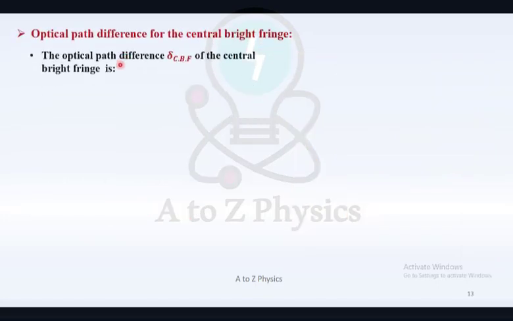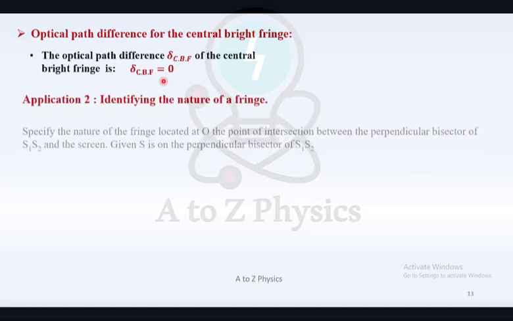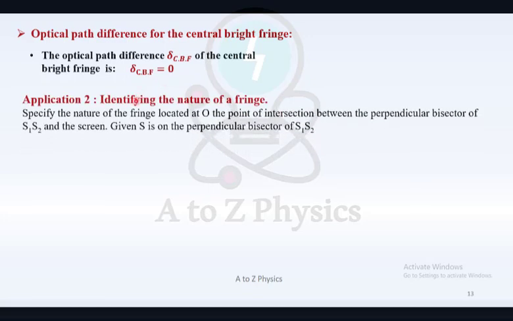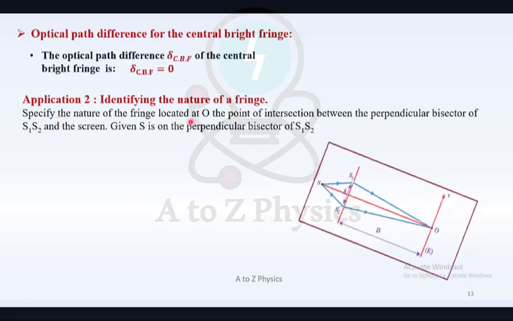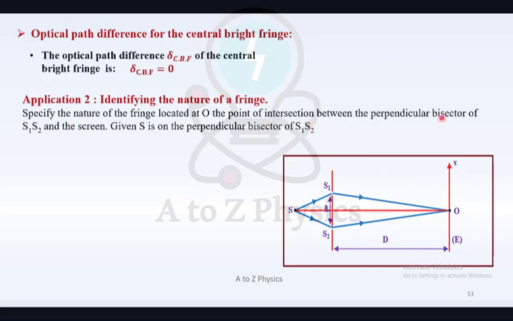Finally, the expression of the optical path difference for the central bright fringe is delta central bright fringe equal to 0. Now let's solve this application. Identifying the nature of a fringe: specify the nature of the fringe located at O, the point of intersection between the perpendicular bisector of S1S2 and the screen. Given S is on the perpendicular bisector of S1S2.